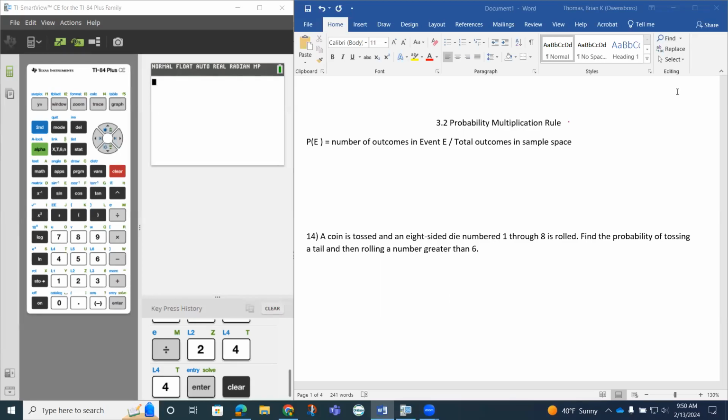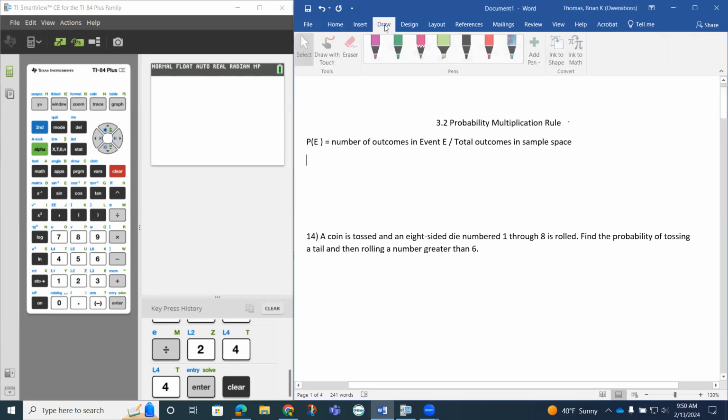So as we move into the next question, this is going to be question 14 from 3.2. Since we're dealing with probability, to determine a basic probability, which is also the classical probability, what we're focusing on is the number of outcomes in the event. In other words, the desired outcomes divided by the total outcomes in the sample space. So that's how we can determine a probability.